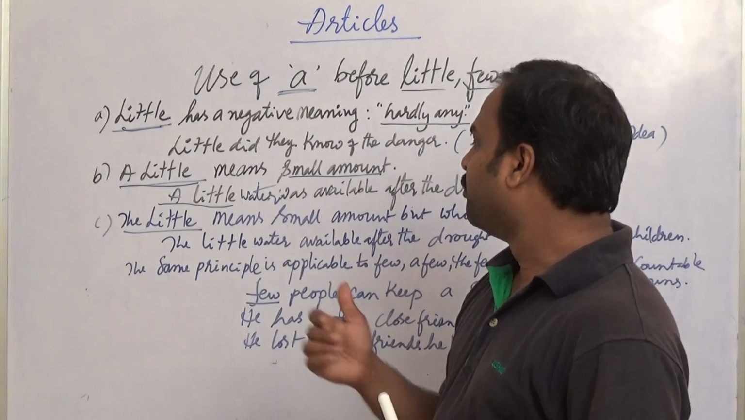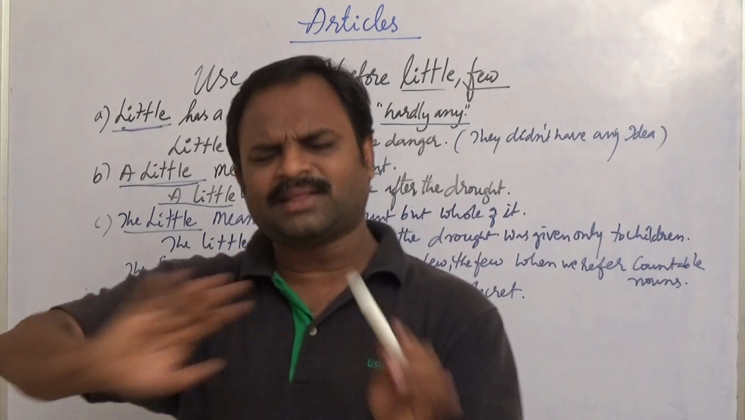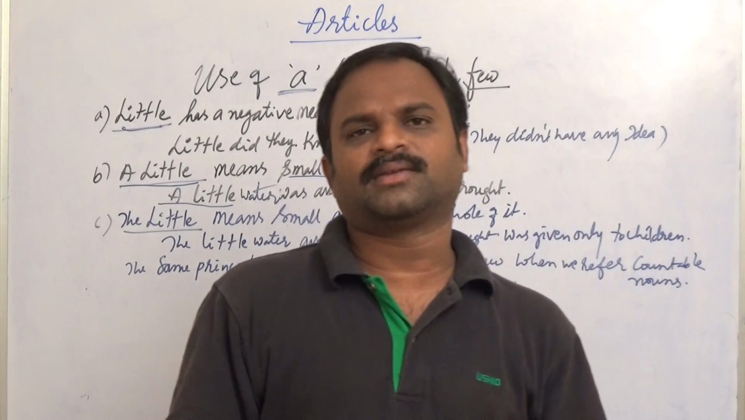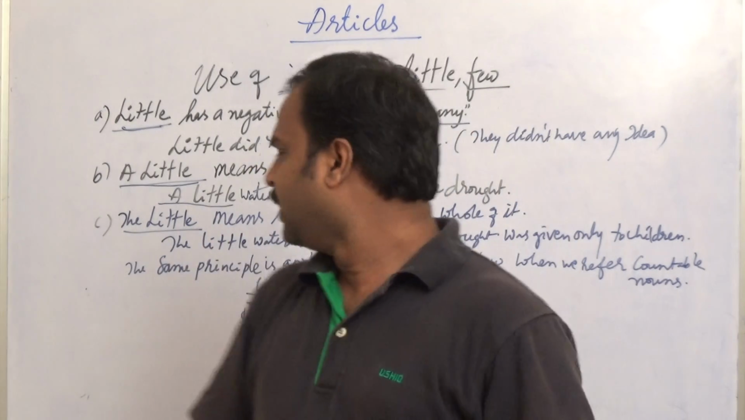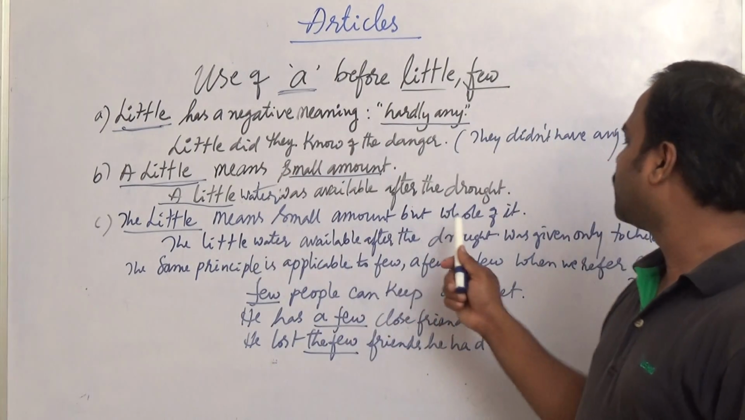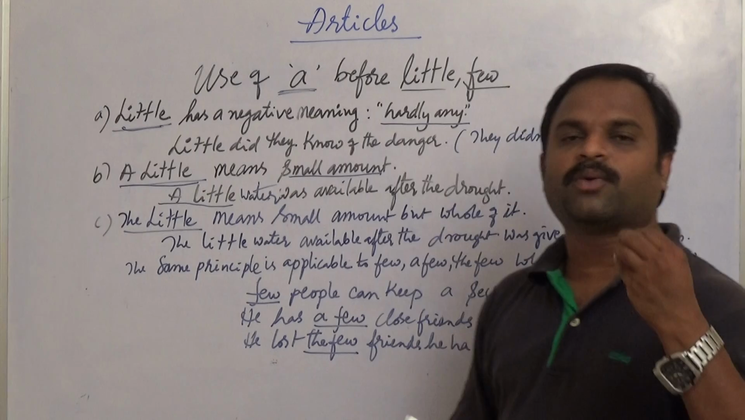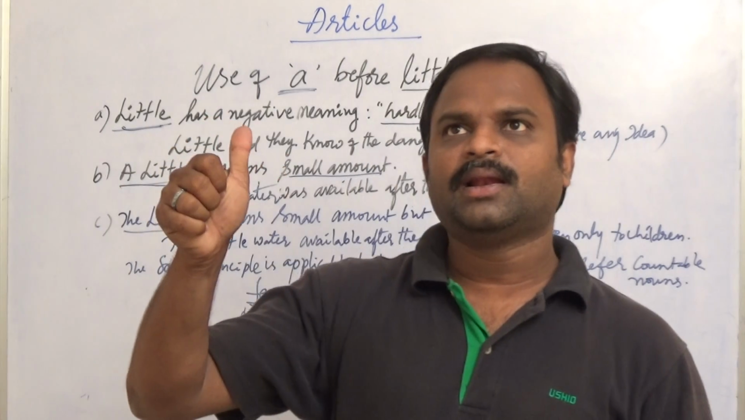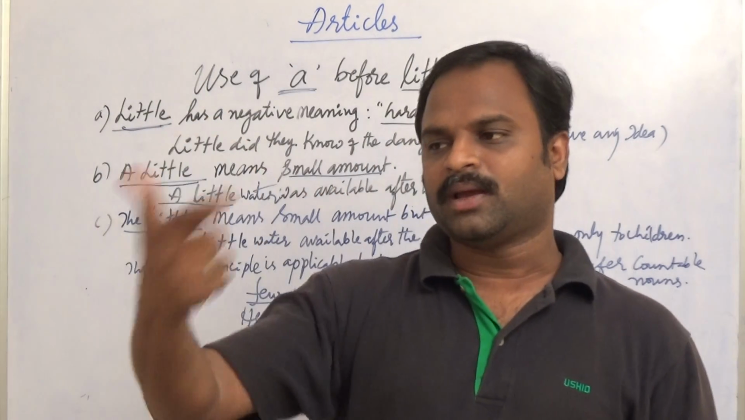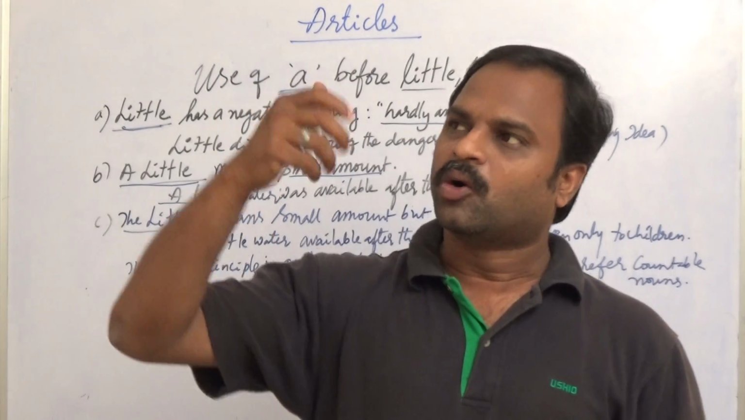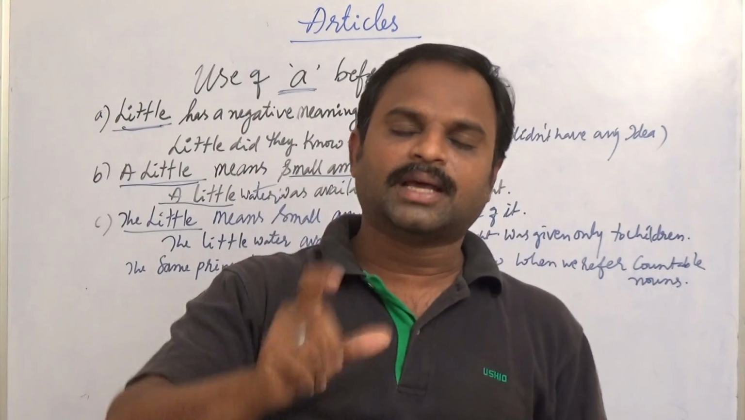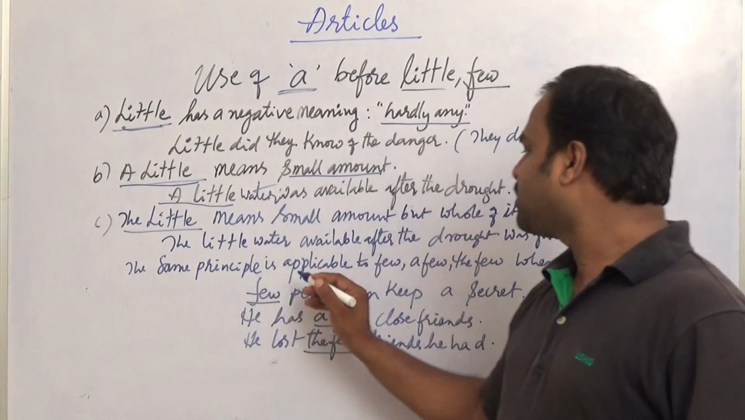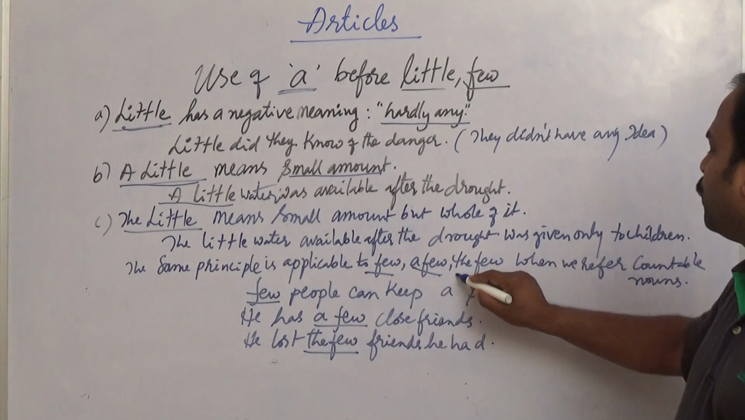The little means a small amount, but all of it. That is the only thing left. The little. It may be a small amount, but that is the last one. That is the last product. The little water available after the drought was given only to children. So whatever water was left, it was given to the children. So little means hardly any, nothing was there. A little, some is there, out of many or out of much. The little means only the water which is left. Okay. The same principle is applicable to few, a few, the few.